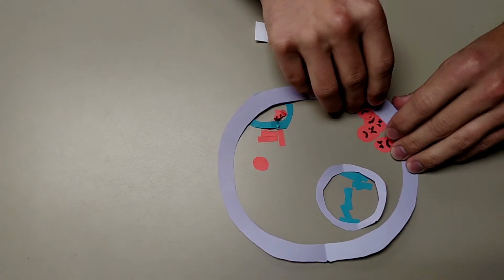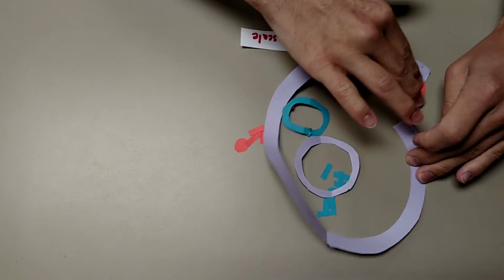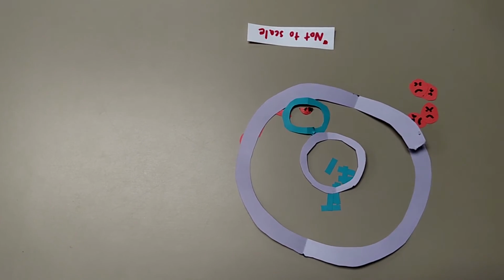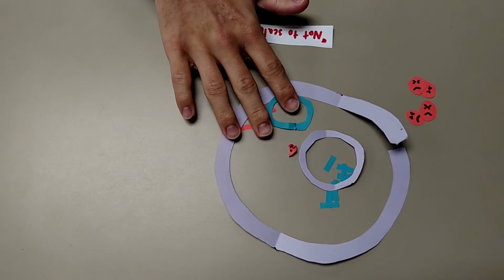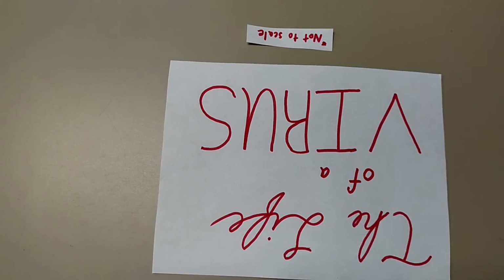And once there's enough of them, they'll actually break that cell open and leave into the rest of the body, where they'll go on to infect other cells while this original cell dies. And that is the life of a virus.